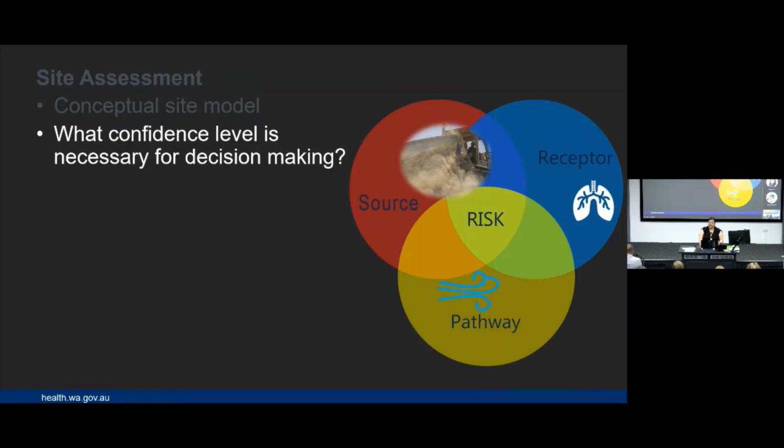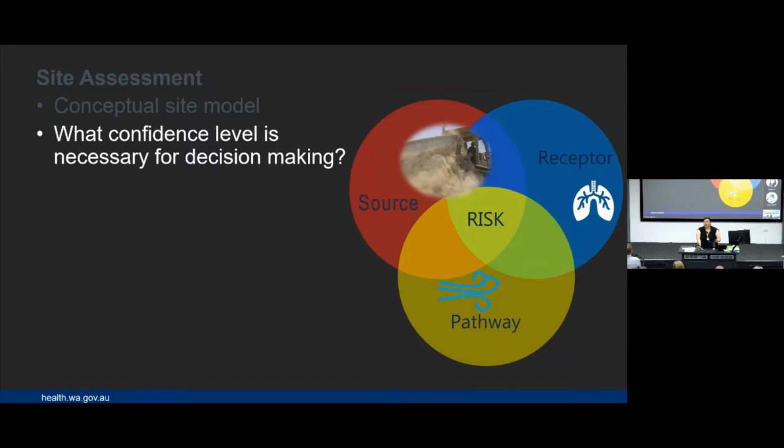If your decision is, we just need to know that it's contaminated, then we're going to go to remediation and management, then probably your sampling plan is going to be quite simple, which is how far does the contamination spread, and that's the area that we're going to remediate and clean up. So what confidence level is necessary for decision making? You may not need to know to the nth degree what fragment is in 500 mils of soil if you're just going to clean all that area up.